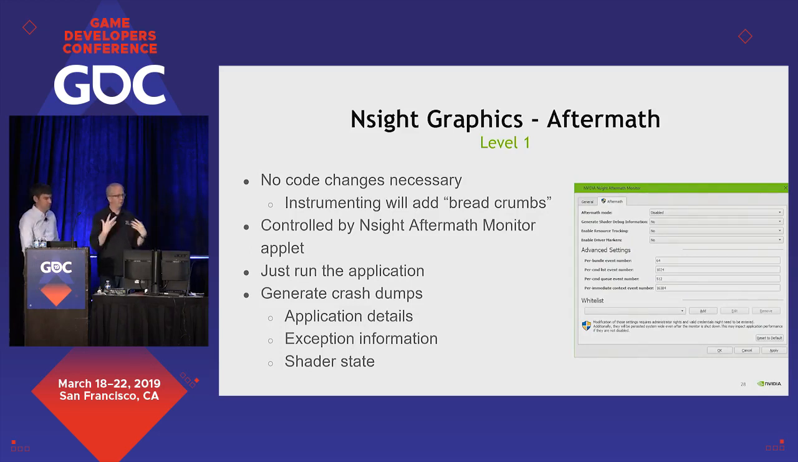All you have to do is simply whitelist your application, and then we will be able to harvest any of the dump information that comes if you happen to hit an exception. That's just called our Aftermath monitor. And then it just generates the crash dumps. You get all the exception information, all the shader state, all the application details, and that's available in the dump.